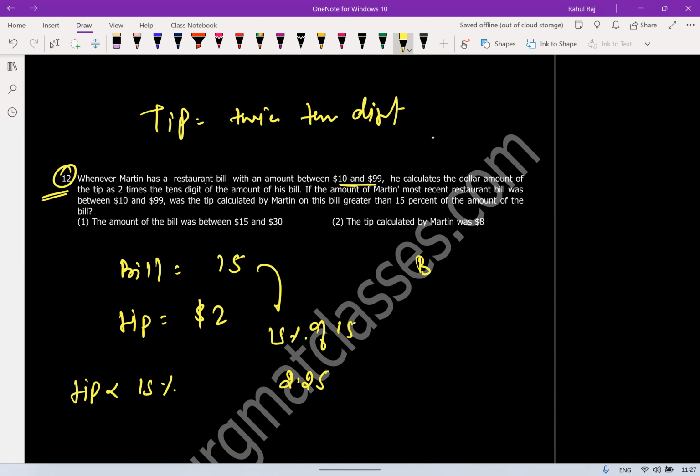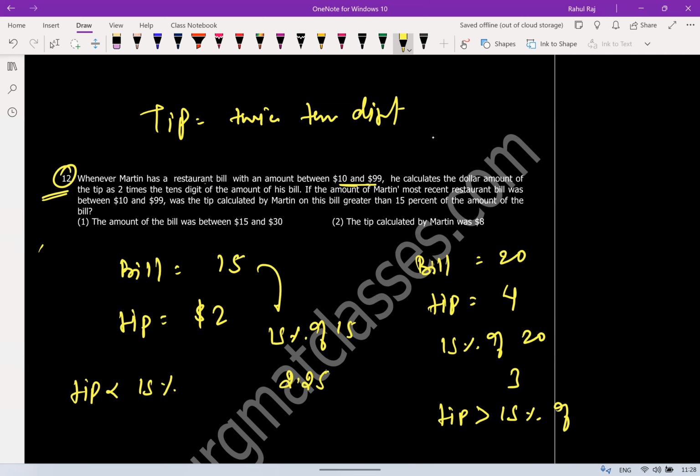But imagine the bill was $20. So what is the tip on this? 4. What is 15% of 20? 3. So in this case, the tip is greater than 15% of the bill. So not sufficient. Can I say this? Anyone who didn't follow, please tell me. I've done nothing, very simply, I've written what could be your bill. A straightforward logic. Not sufficient.